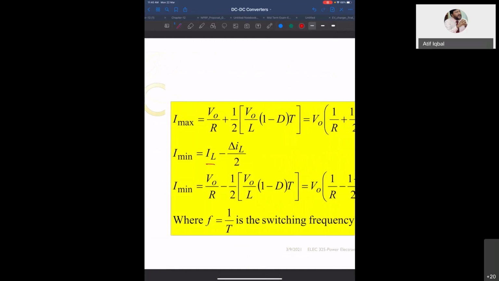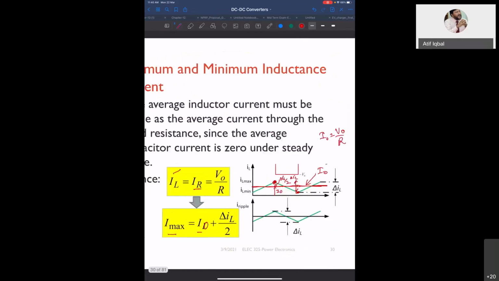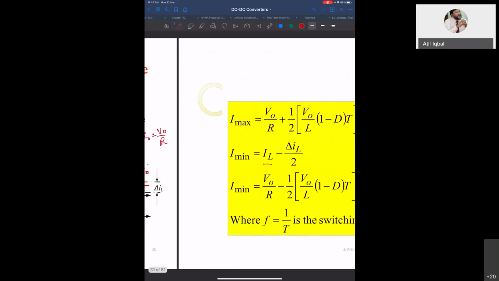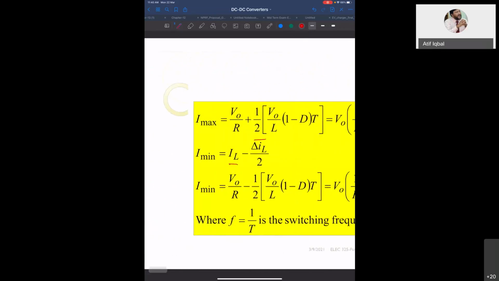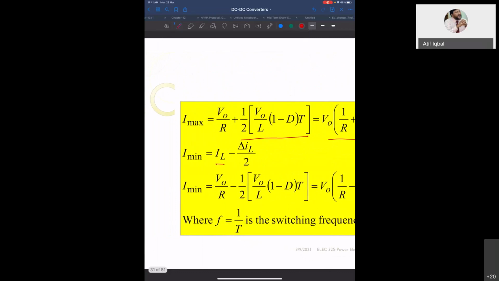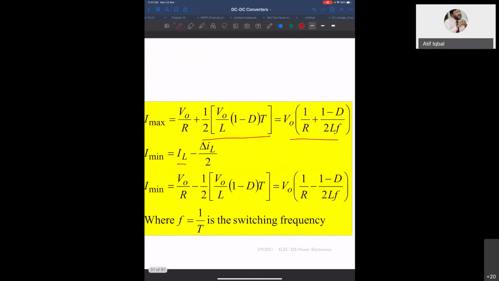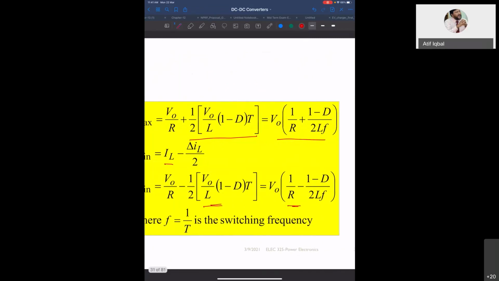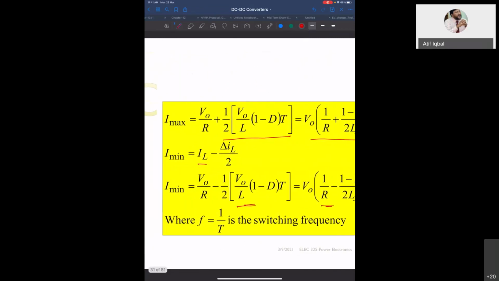Now, the maximum value is V naught by R plus delta IL by 2. The delta IL equation we have already derived as this. So we put that delta IL here, and you get this as your maximum value of the current. The minimum is the same. You have already obtained delta IL, so you can put that here and you get the minimum value of the current. So this is the maximum and minimum inductor current.